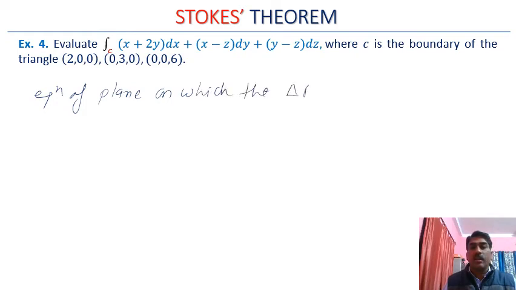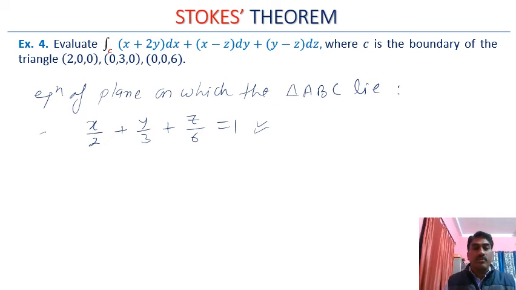On which the triangle ABC lies. What is the equation of this plane? This equation is x by 2 plus y by 3 plus z by 6 is equal to 1. This is the equation of the plane, and the triangle ABC lies on this plane. So we will find the unit normal on triangle ABC, meaning we will find the unit normal on this plane.